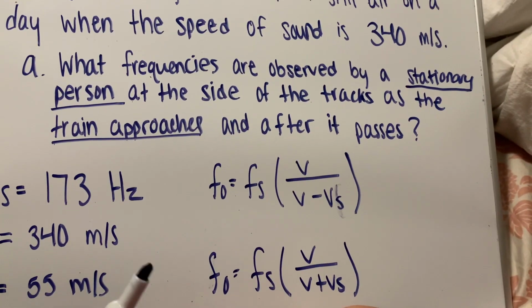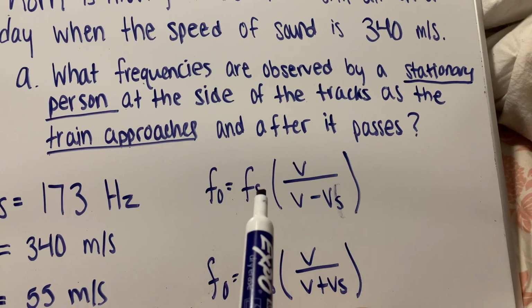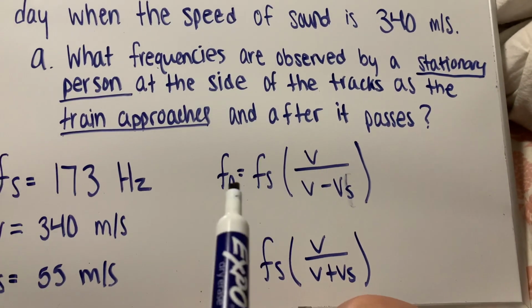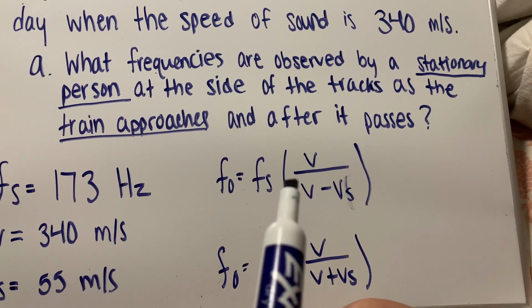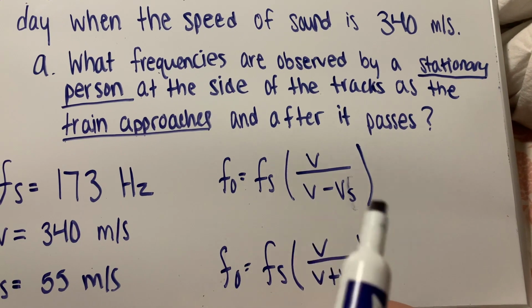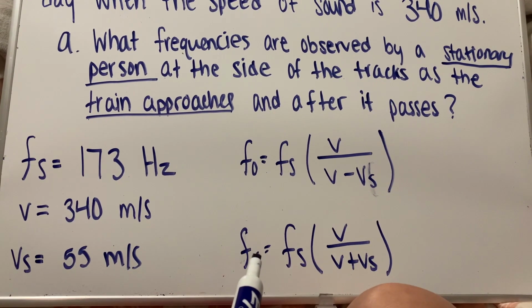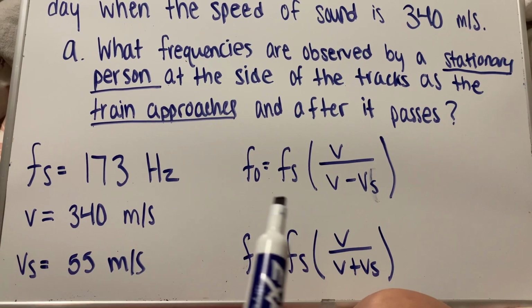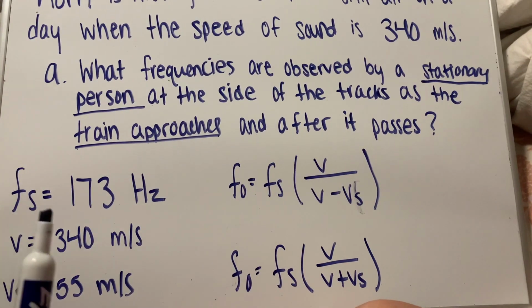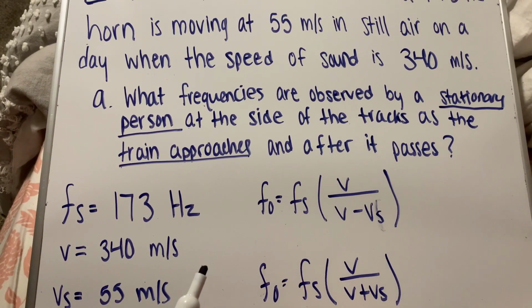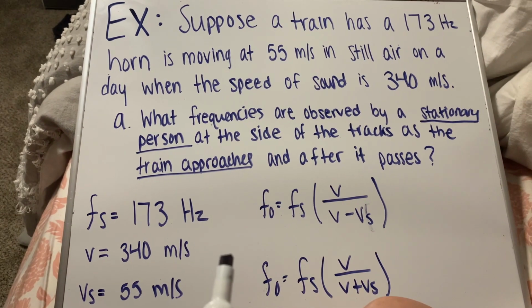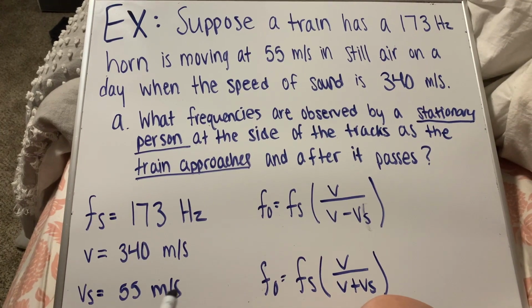For the train approaching, we're going to use: frequency of the observer equals frequency of the source times V over V minus Vs. And after it passes, we will use Fo equals Fs times V over V plus Vs. Looking at the table that I just gave you, this makes sense based on the question. So next we will figure out the answer.